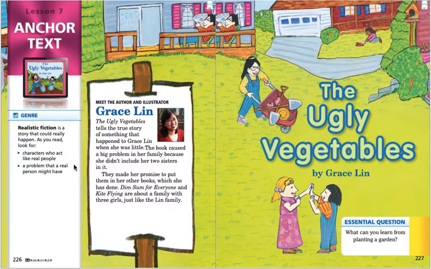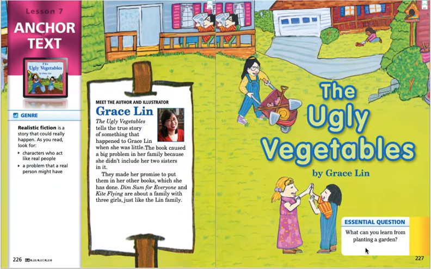However, this one's a little bit different because the author really did have this happen in real life. So it is a true story, but because she didn't tell it all the way true, she left out some parts like her sisters. We can't call it a true story. We have to call it a fiction story because some of it is not true. It's made up a little bit. So there will be characters that act like real people in this kind of story, and there's a problem that a real person might have.